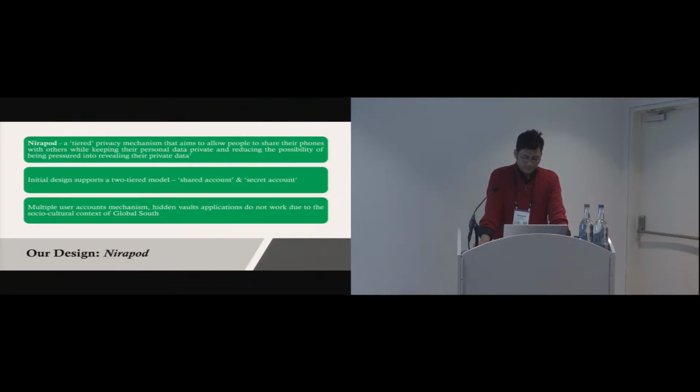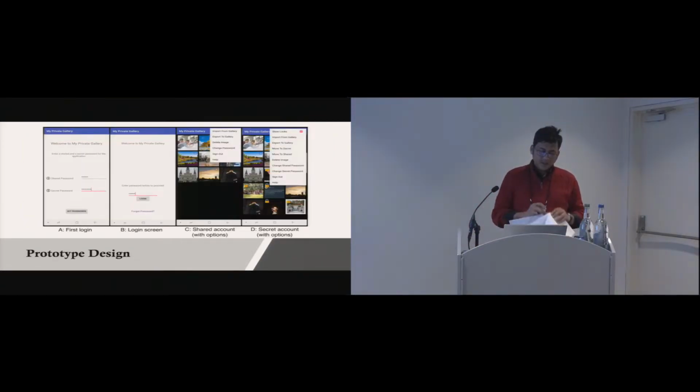The model enables a person to create a shared account that contains data that they are willing to share and that is assigned a password that they will share with their friends and families. Simultaneously, they can create a secret account that contains data that they prefer to keep secret and that uses a password that they do not share with anyone. So this is how our app looked.